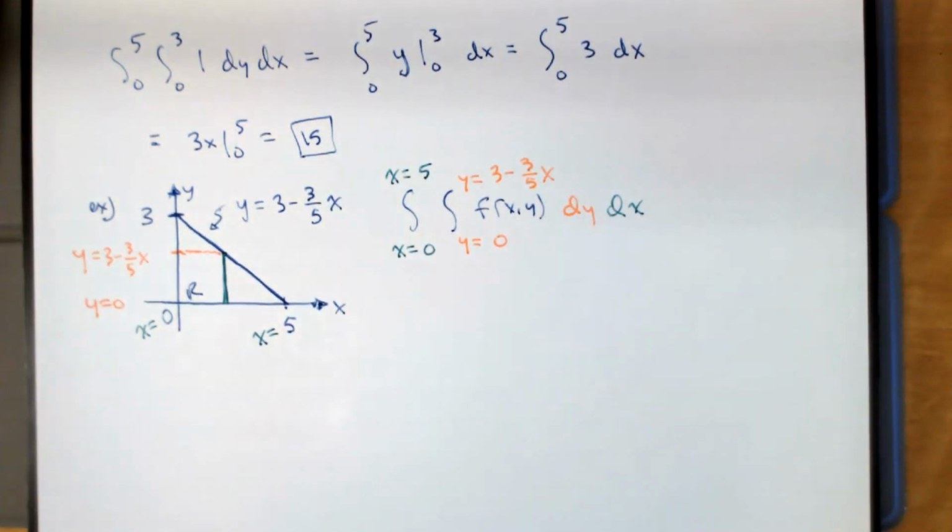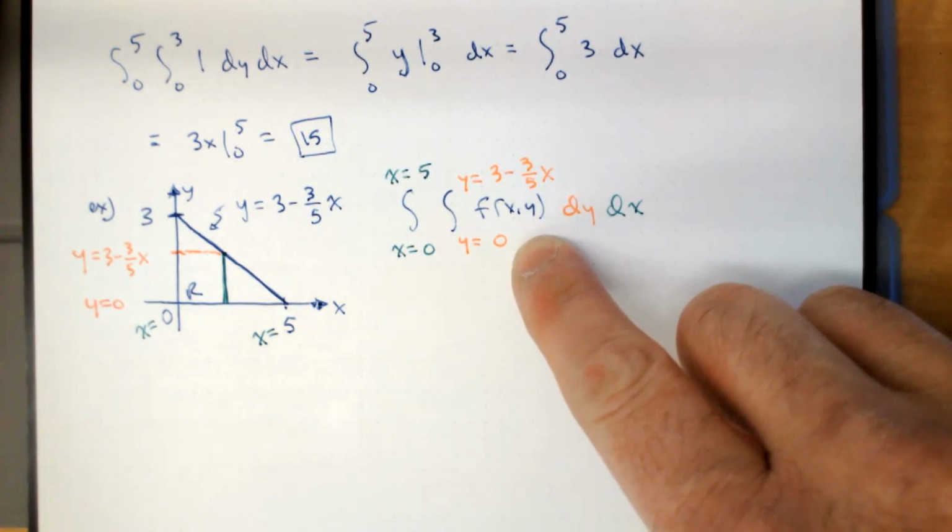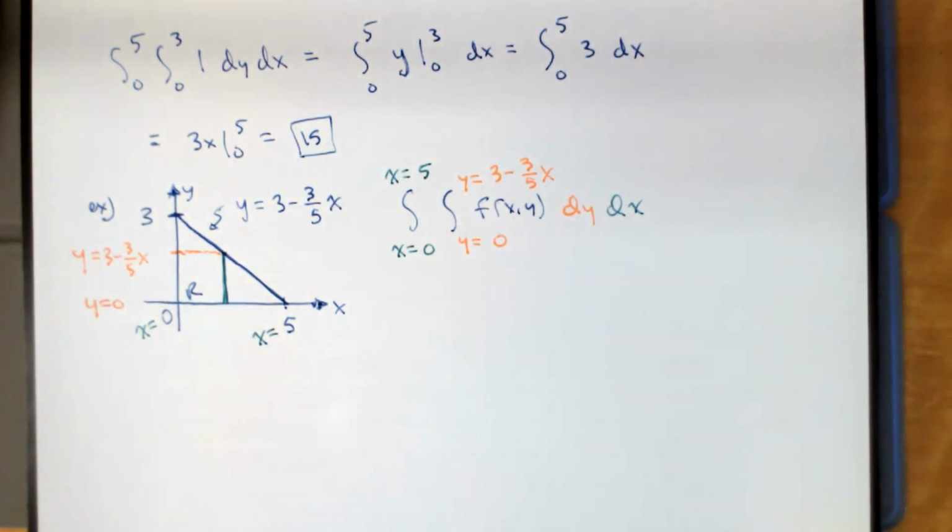If we want to check that this will work out, we can integrate the function 1 to see if it gives us the area of this triangle. That's what should happen. So if we have the function 1, when we integrate dy, we evaluate y from 0 to 3 minus 3/5 x. That's just going to give us 3 minus 3/5 x. And if we integrate from 0 to 5 the function 3 minus 3/5 x, that's going to give us the area under 3 minus 3/5 x and above the interval from 0 to 5, which we just said will give us the area. So integrating the function 1 will work out in this case.